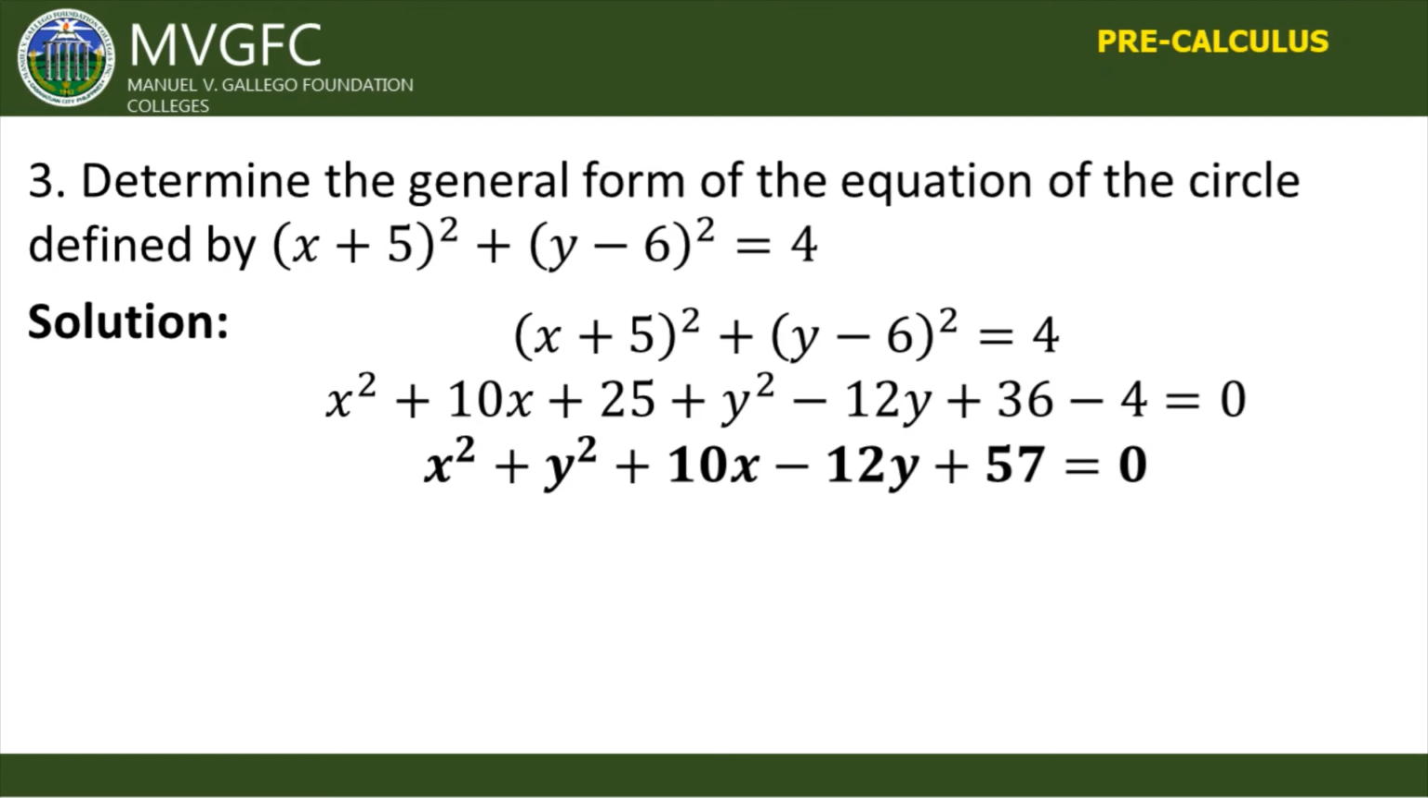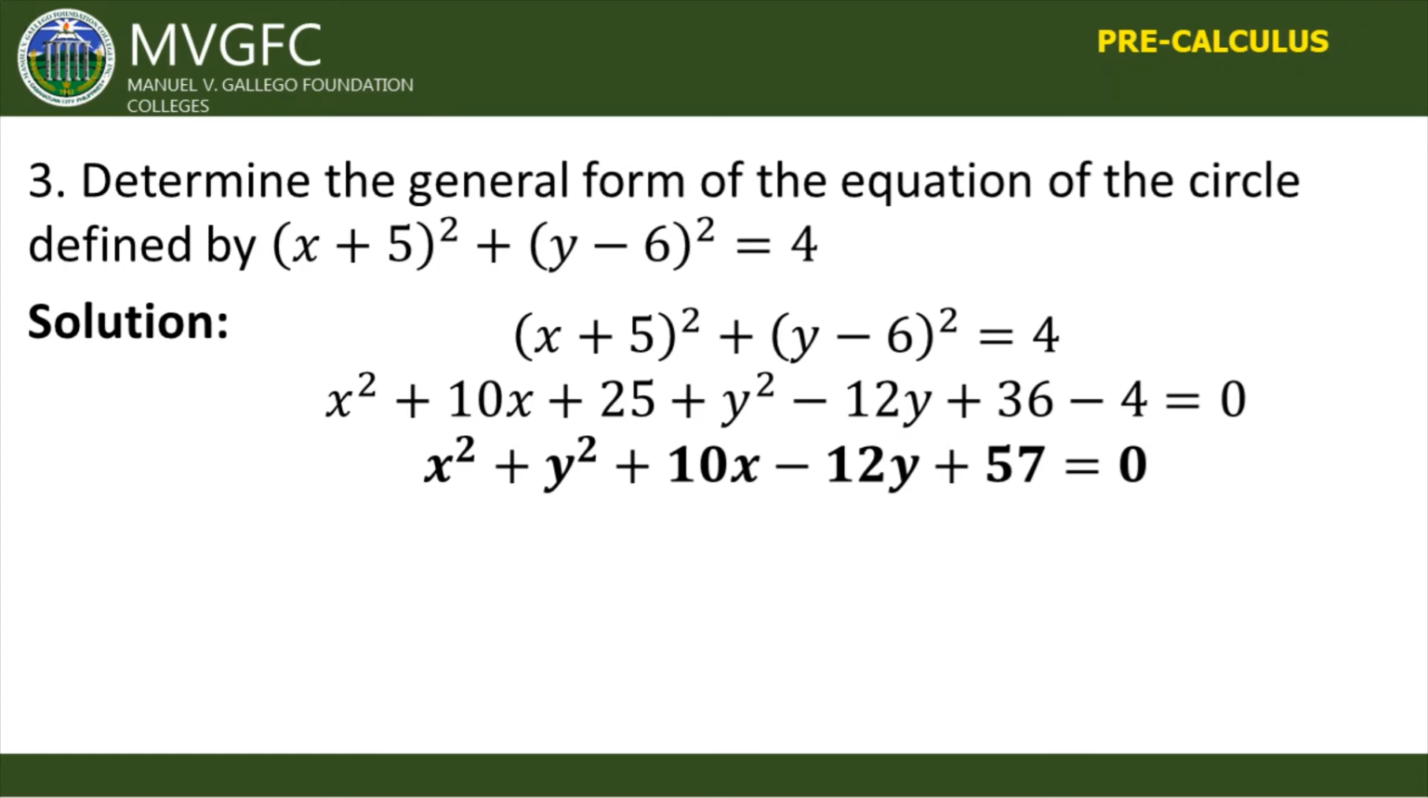Next is y times y or y squared. Next is y times negative 6 is negative 6y. Times 2, you have negative 12y. Next is negative 6 times negative 6 or negative 6 squared is simply equal to positive 36. Then transpose the constant from the right side to the left side. We have negative 4 is equal to 0.